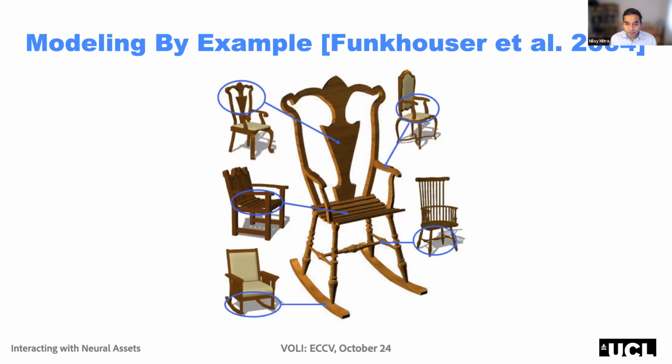So a paper that has long been of influence to me is a paper by Tom Funkhouser back in 2004, which is this idea that we can create new shapes by combining parts from many other shapes. And this is called modeling by example. Now, this has led to hundreds, if not many hundreds of papers subsequently. And the challenge in this problem is twofold.